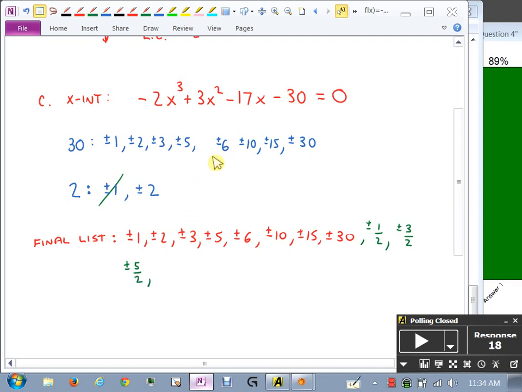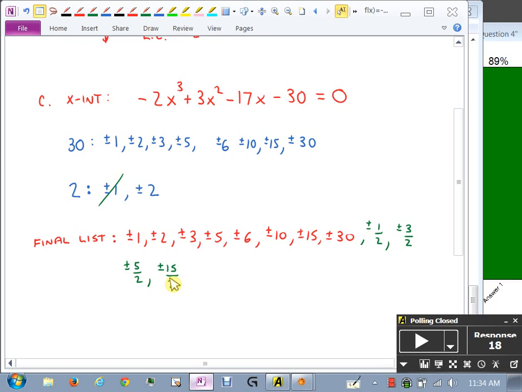What is 6 divided by 2? 3, I already have 3 in my list. 10 divided by 2? 5, I have that in my list already. 15 divided by 2? 15/2, I don't have that in my list. I'm going to put that here. And lastly, 30 divided by 2, which is 15, which is in my list. So I have, what? Each one of these is plus or minus, so 2, 4, 6, 8, 10, 12, 14, 16, 18, 20, 22, 24 possible candidates that could work.